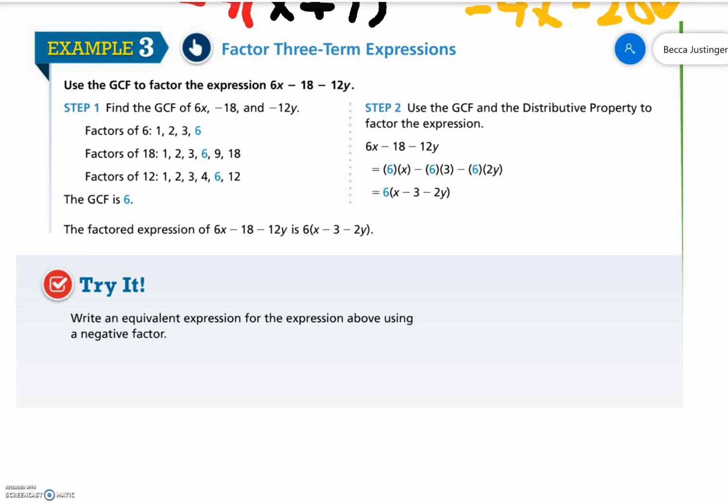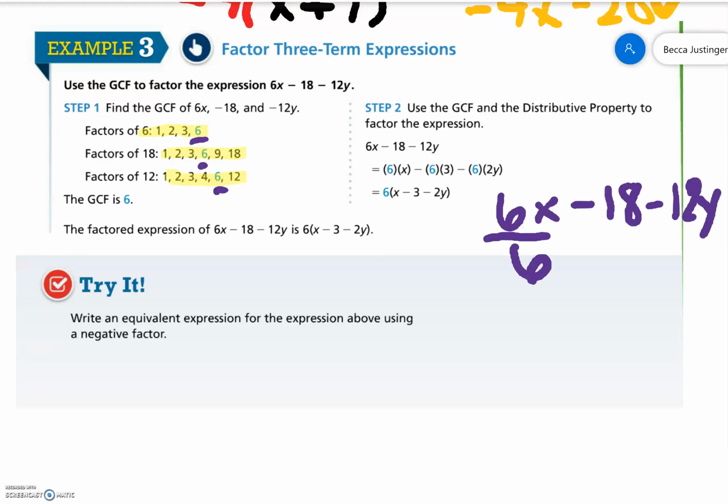So the factors of 6 are 1 and 6 and 2 and 3. 1 times 6, 2 times 3. Factors of 18 are 1 and 18, 2 and 9, and 3 and 6. And the factors of 12 are 1 and 12, 2 and 6, and 3 and 4. So we can see 6 is our GCF, our greatest common factor. So that means we're going to divide 6 out from everything. Now 6, the leading term, is positive. So you can divide by a positive GCF. You don't have to divide by -6. You're going to divide by +6.